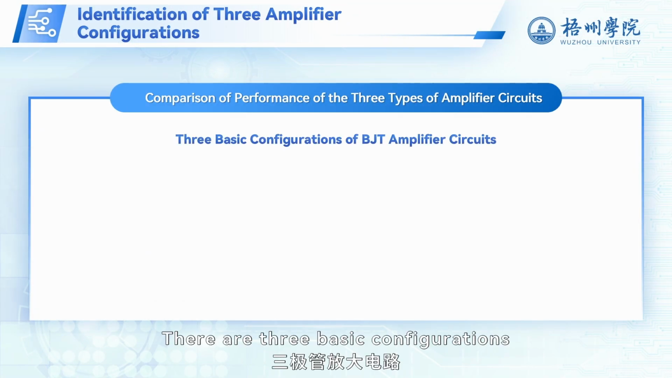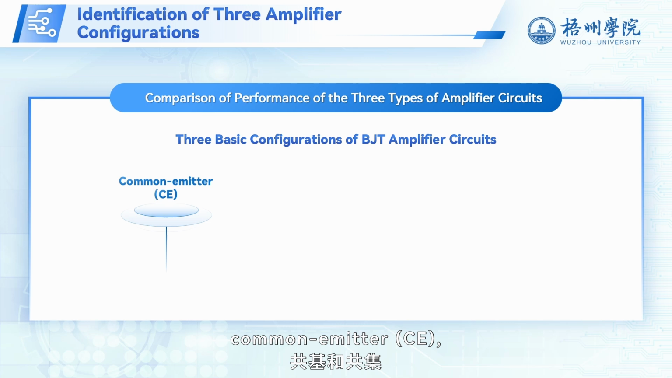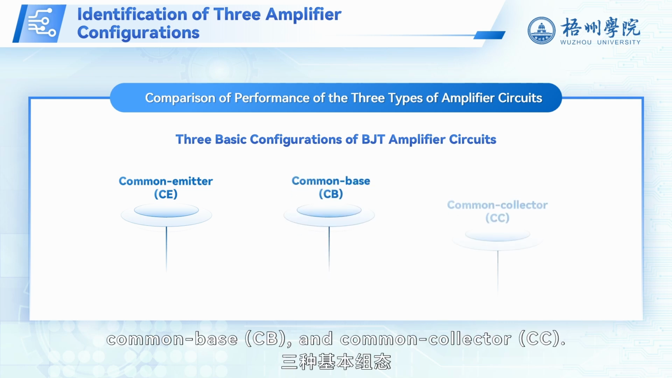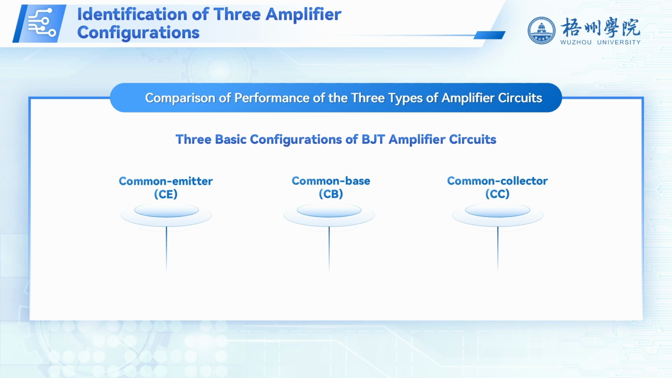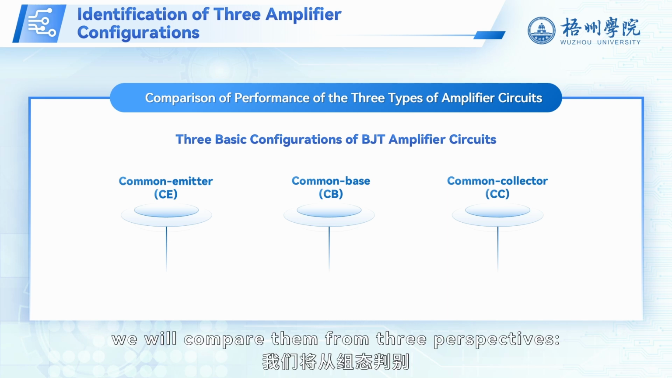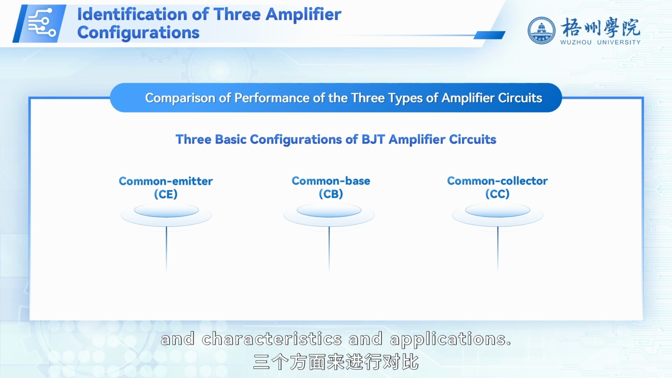There are three basic configurations of bipolar junction transistor amplifier circuits: common emitter, common base, and common collector. What are the differences among them? In this lesson, we will compare them from three perspectives: configuration identification, performance comparison, and characteristics and applications.